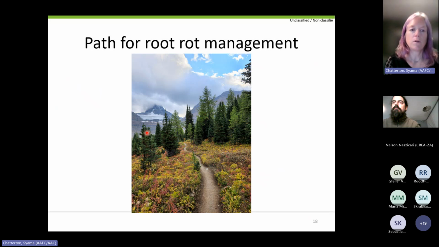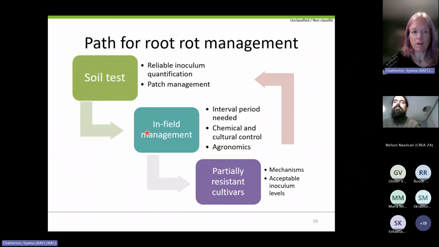A few years ago, AAFC, Agriculture and Agri-Food Canada, we put together kind of a root rot research network, and the scientists all sat together and sort of came up with what our research path or vision is for root rot management. And this is one of the 3 major points that we came up with.